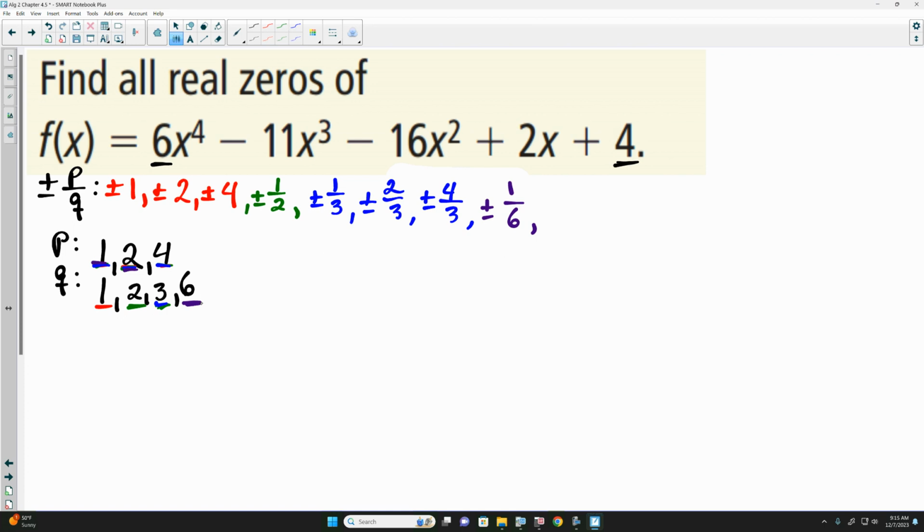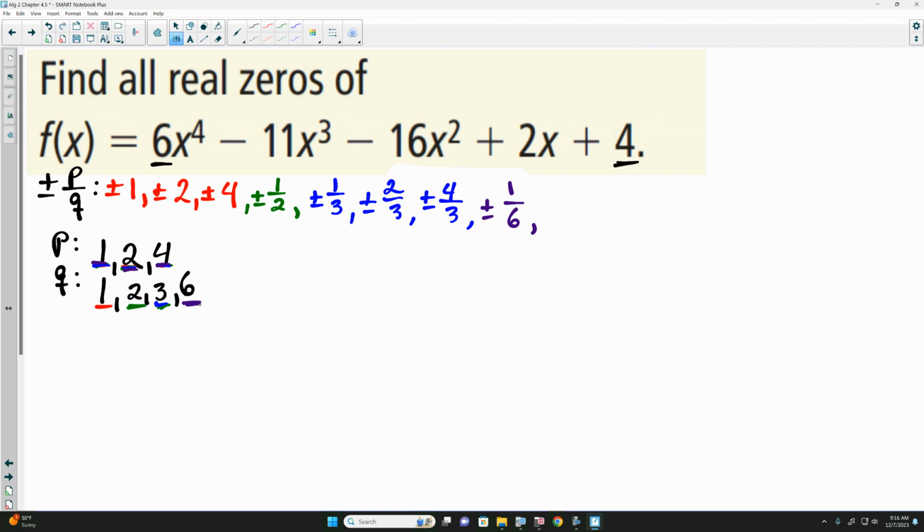2/6 would reduce to 1/3, and 4/6 would reduce to 2/3, and we have those. Now, if you don't see those reductions immediately, put them in a calculator. Use our fraction key, put in each one. If it reduces, the calculator will reduce it for us. If it doesn't, it'll just give you back the same fraction. Does that make sense? Questions on this here?